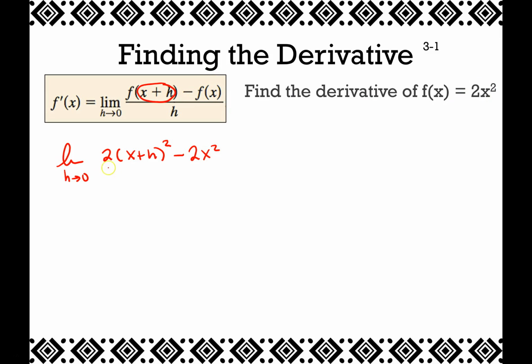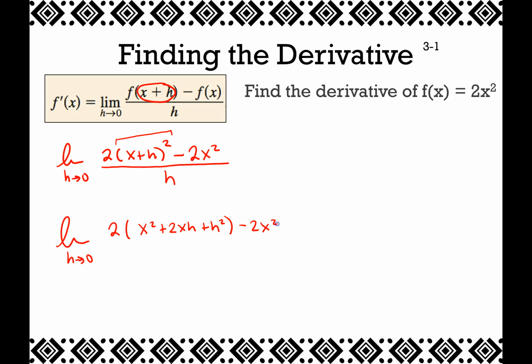All right, and this is all going to be over h. All right, so now we're going to go ahead and do FOIL, and you certainly can do this on your side, but I'm hoping you can start to do FOIL in your head. This is going to be 2, and this is going to be x squared plus 2xh plus h squared minus 2x squared. And I'm thinking now maybe I need to show you how to do that.